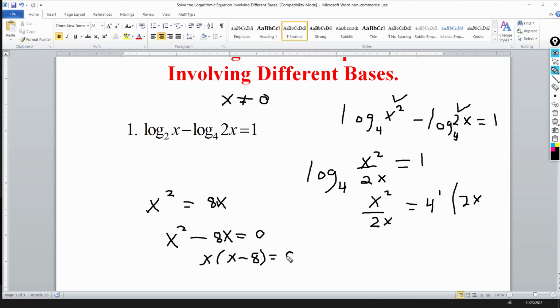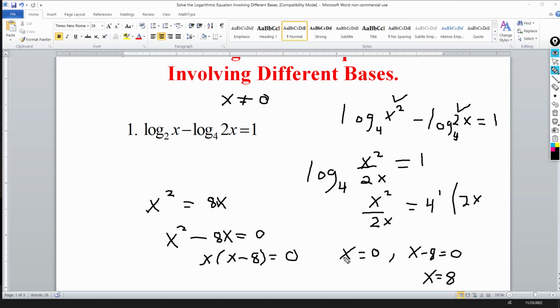Once we have a product of factors that equals 0, we know that either one of the factors or both factors are equal to 0. So just set each of these equal to 0. We get x can be 0, or x minus 8 can be 0. Adding 8 to both sides gives me x equal to 8.